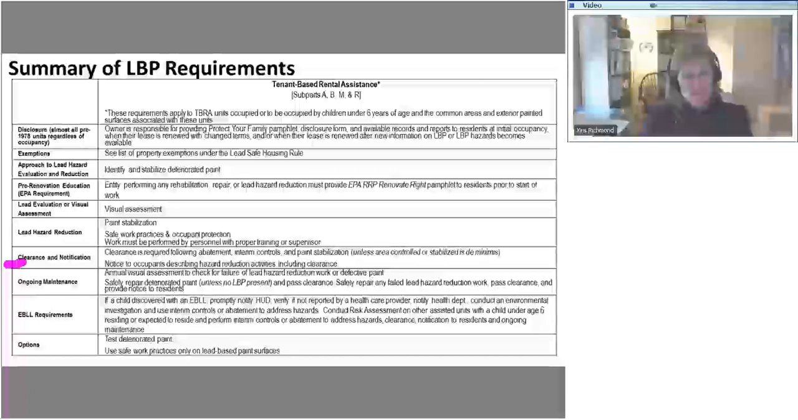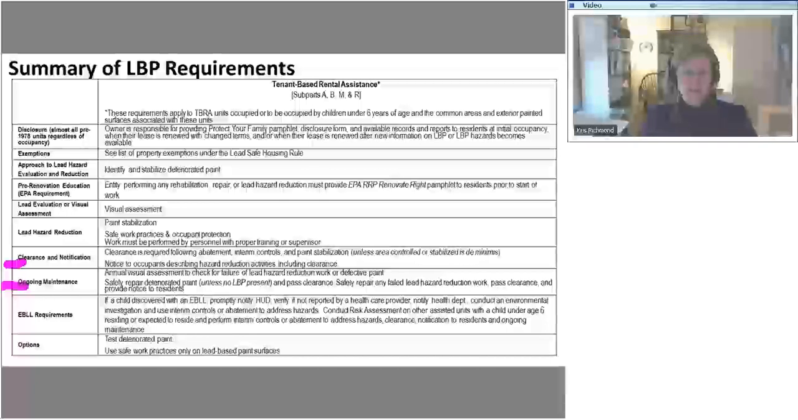And since there was work done in that unit as it related to lead, we now need to have some type of report that's connected to the disclosure notice. So we now know that this was treated and what that document is, as well as, if this was a lease renewal, it would be an updated disclosure notice. And then we move into ongoing maintenance, where we're asking our tenants to report any new hazards they see.